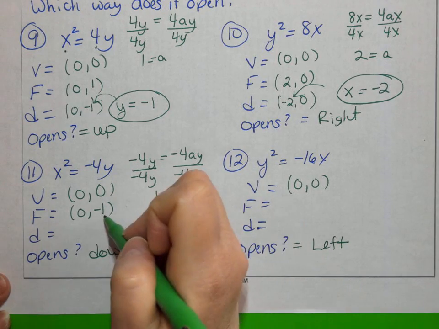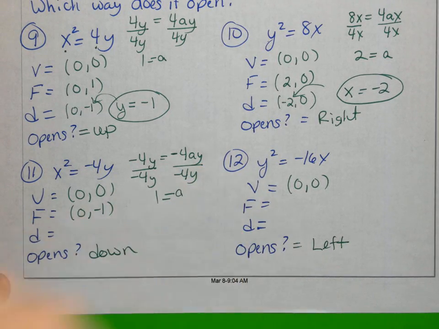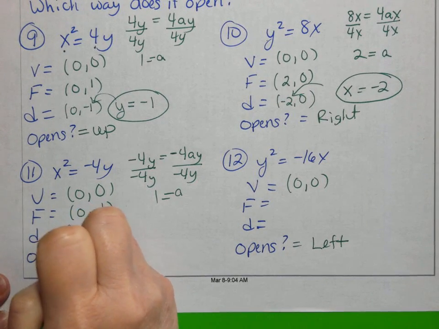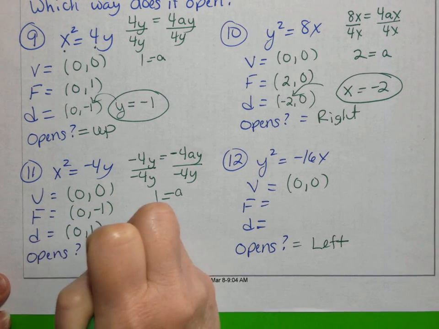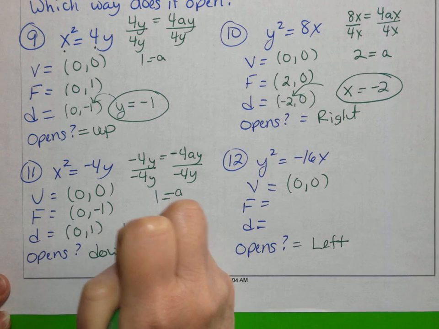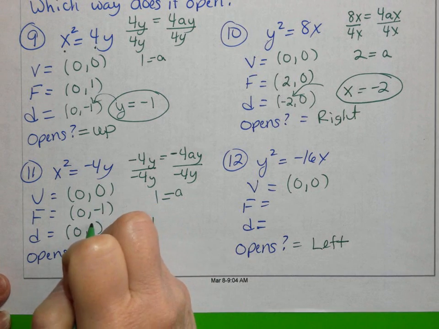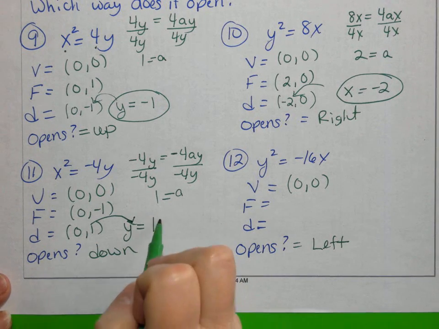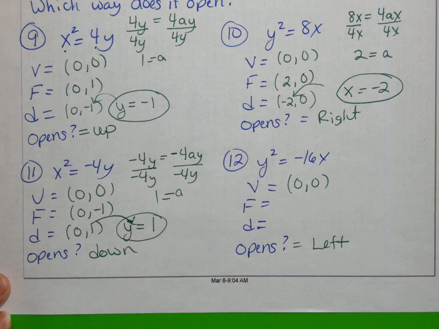If I go down to get to the focus, I go up to get to the directrix, so that would be the point 0, 1. So in this case, my directrix is y equals 1. Again, I know it's y equals because it's in the y position. There's my directrix.